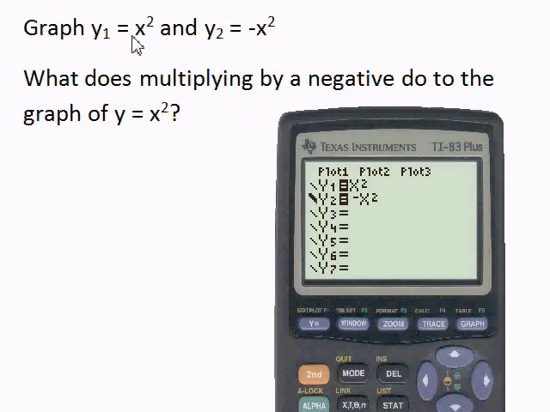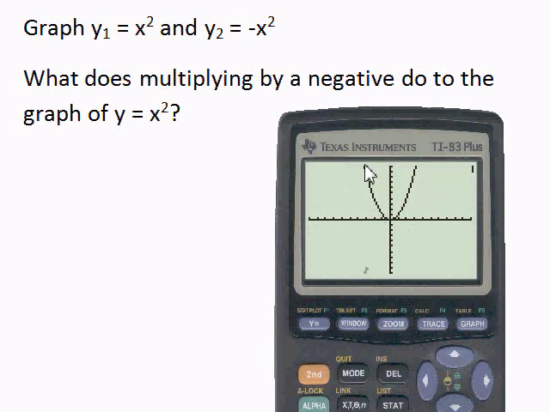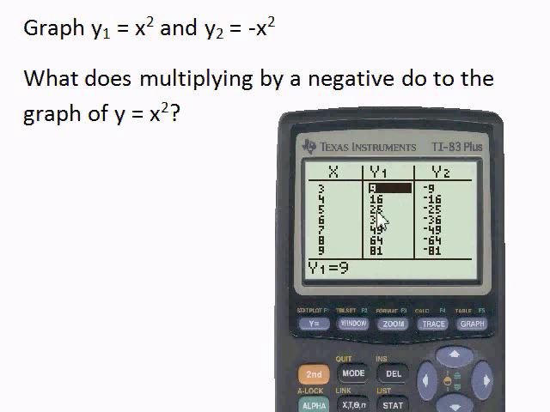Now let's take a look at y equals x squared and y equals negative x squared. Again, I've put these in my graphing calculator, made the second one darker. Let's graph it. Here's y equals x squared, our parent quadratic function, and here's y equals negative x squared. Notice the negative x squared caused the graph to reflect in the x-axis, or over the x-axis. Now when we look at our table of values, notice again the y1 are our x squared values, the y2 are our negative x squared values.